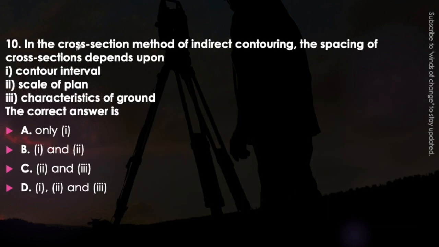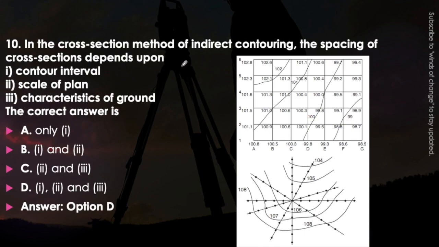Next question. In the cross-section method of indirect contouring, the spacing of the cross-sections depends upon contour interval, scale of plan, characteristic of the ground. The options are: only one, first and second, that is contour interval and scale of plan, or second and third, that is scale of plan and characteristic of the ground, or all of these, that is contour interval as well as the scale of plan as well as the characteristic of the ground. What will be the correct answer? It will be option D. All of these are the ones on which the indirect method of contouring will depend.